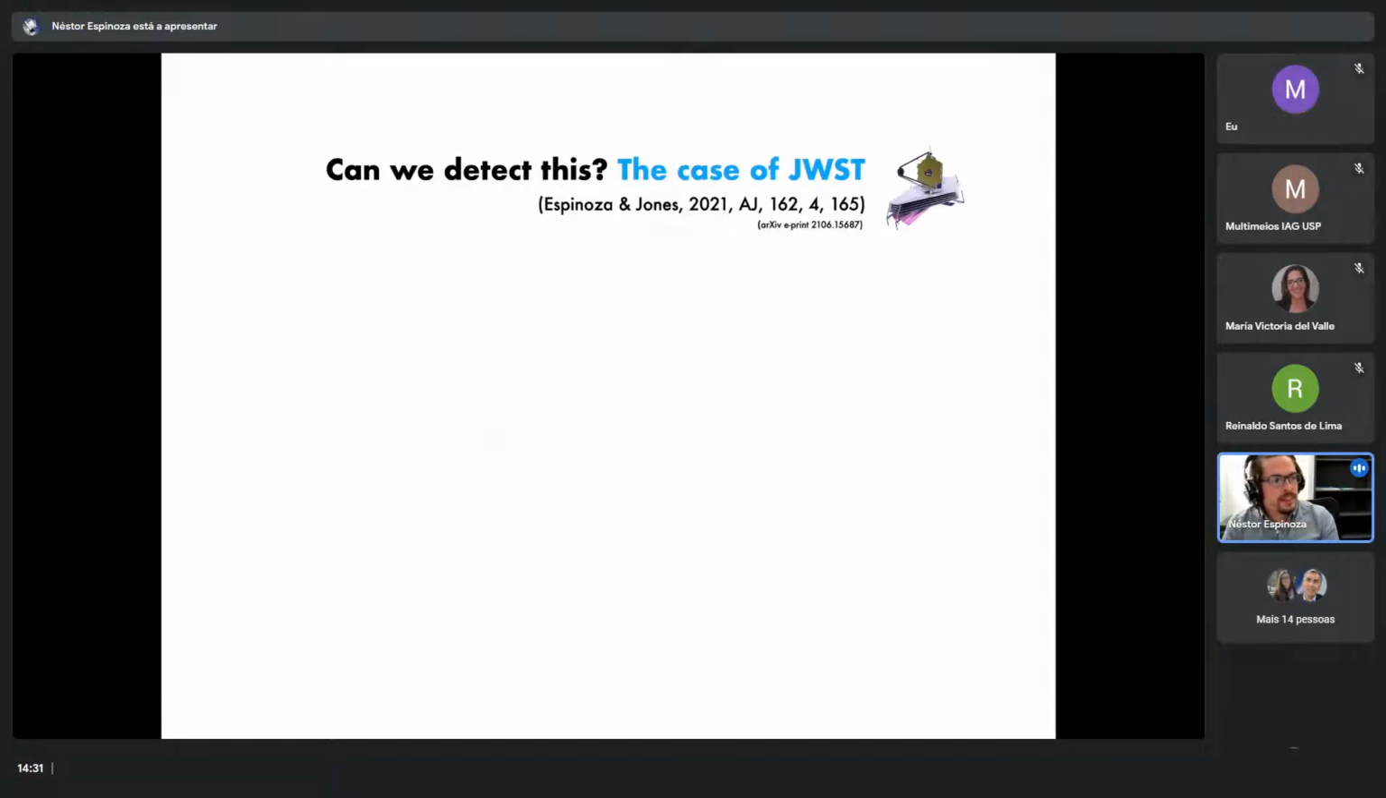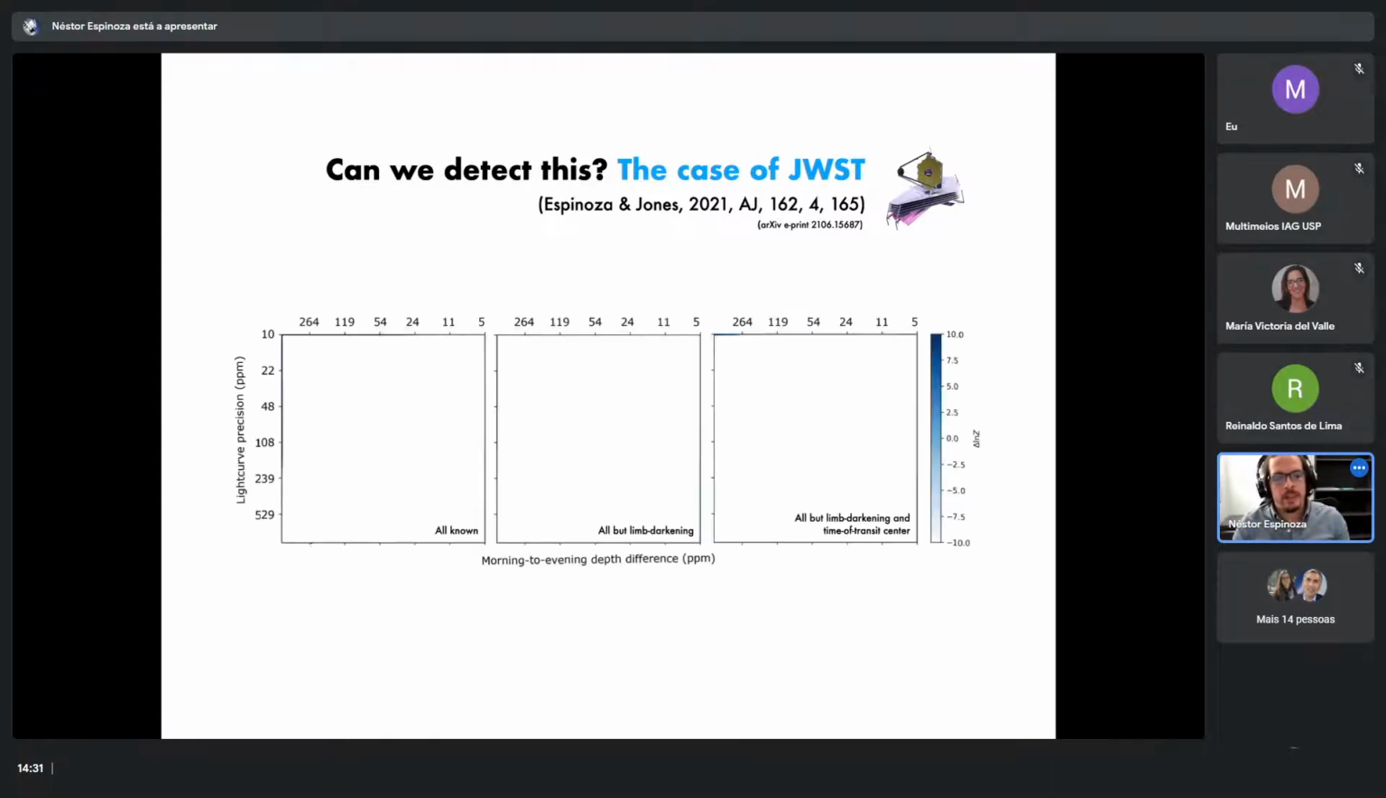So what we did is, let's assume first that we don't know anything. Then let's assume that we know some stuff. And then let's also assume that we know everything about this planetary system. And see in these three cases what's the detectability of the effect? This is the maps that we made, I call them detectability maps. On the x-axis you see the morning to evening depth differences, the differences between the transit depth that the morning produces and the evening produces.